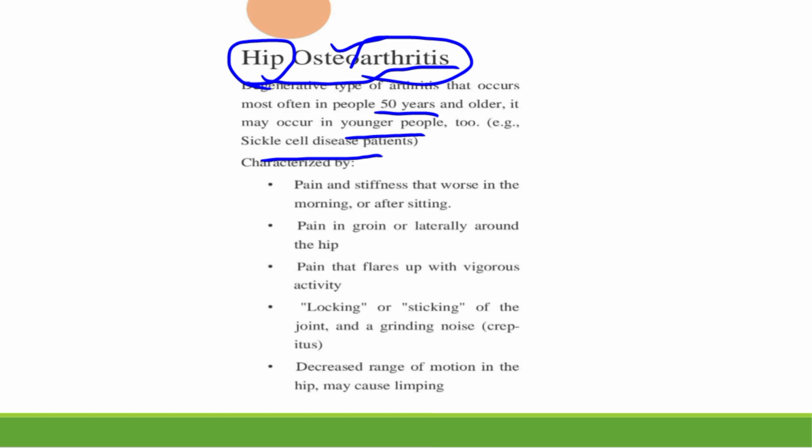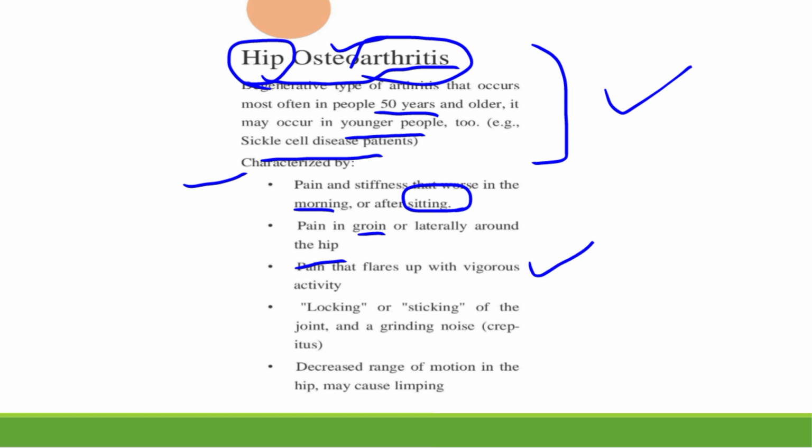Osteoarthritis is a condition that occurs in the elderly population. Always remember, the characteristics of this disease are pain and stiffness that are worse in the morning or after prolonged sitting. This is the most common complaint of many patients. Pain in the groin or lateral around the hip may also occur. Pain increases with vigorous activity.